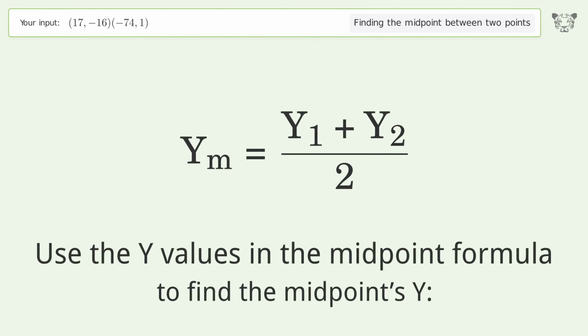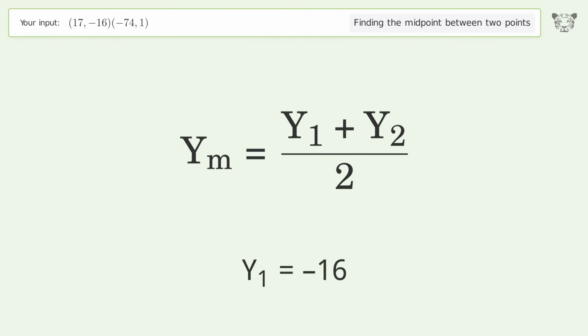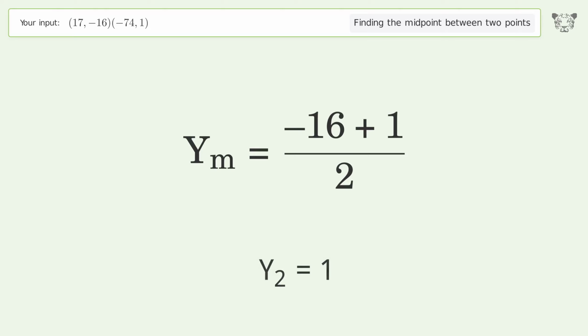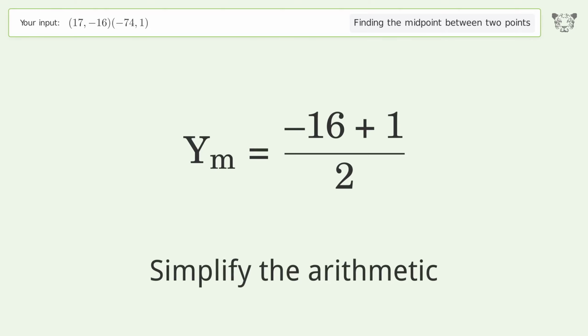Use the y values in the midpoint formula to find the midpoints y. y1 equals -16. y2 equals 1. Simplify the arithmetic.